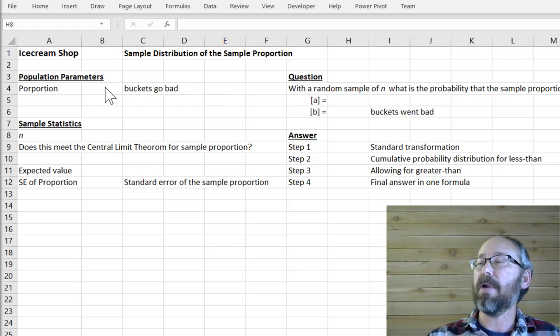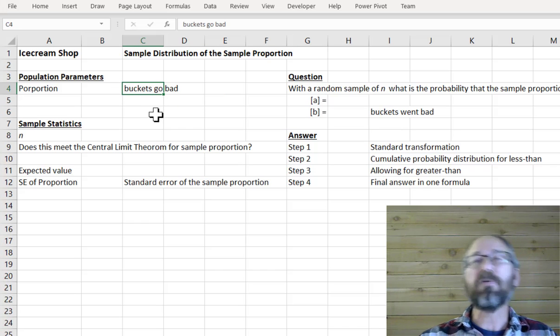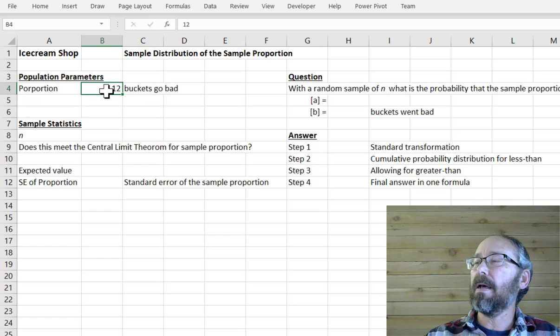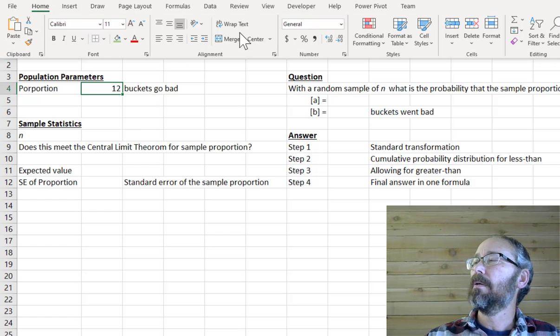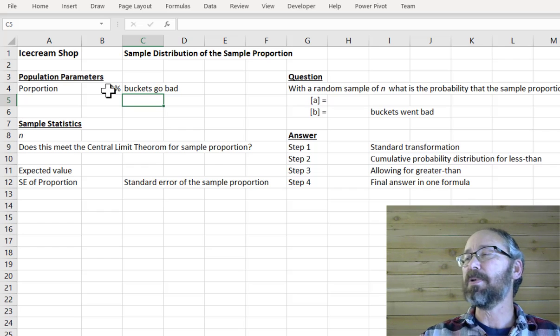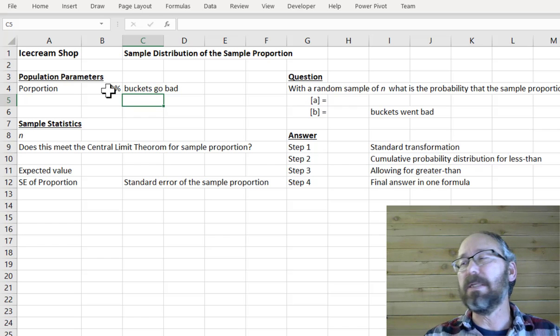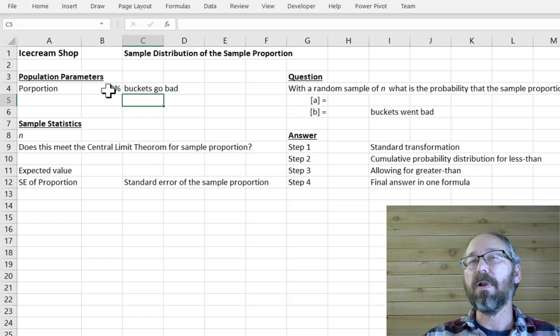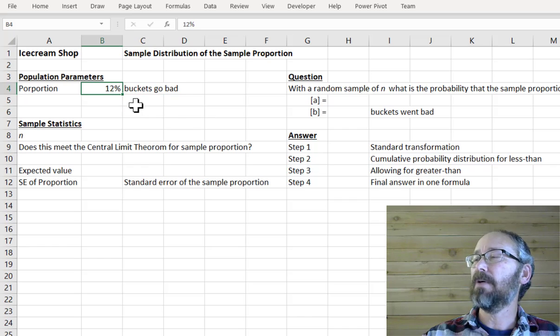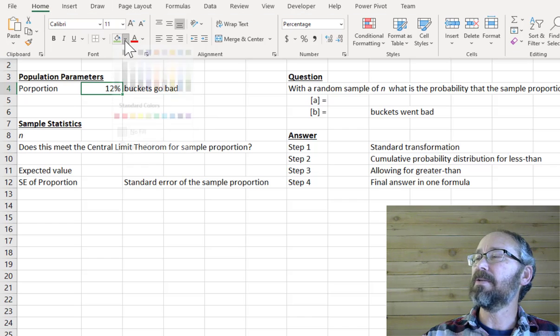So now we have a proportion, right? Let's say that after a period of time, a certain proportion of buckets of ice cream go bad. So let's say it's 12, and we want that to be a percentage. Not 1200, but 12. Excel is interesting in that you put a number in and switch it to percentage, and even though you're thinking in your mind, I mean 12%, it interprets that as a whole number, and then you get 1200%. So just pay attention to that detail. Okay, so 12%, and this is a value that I will change.